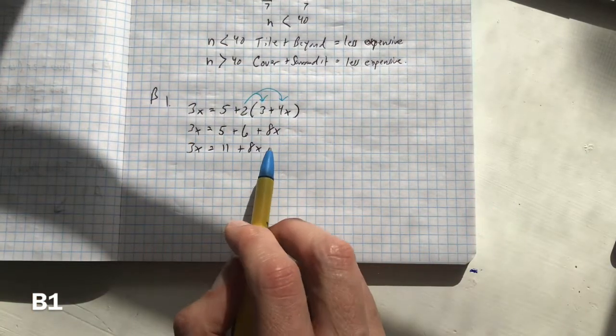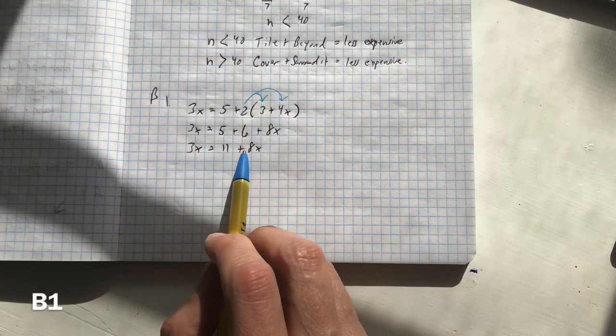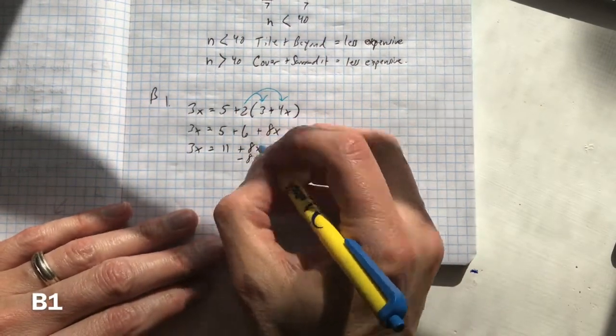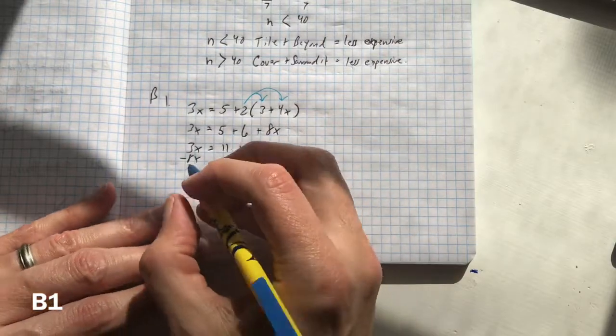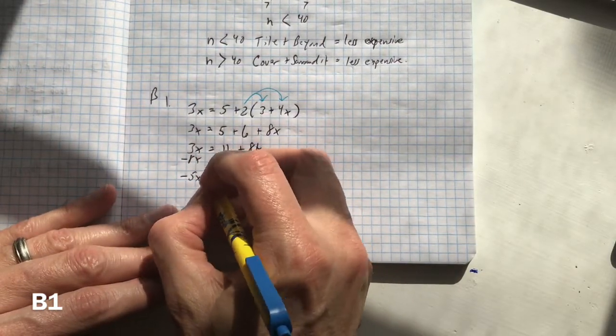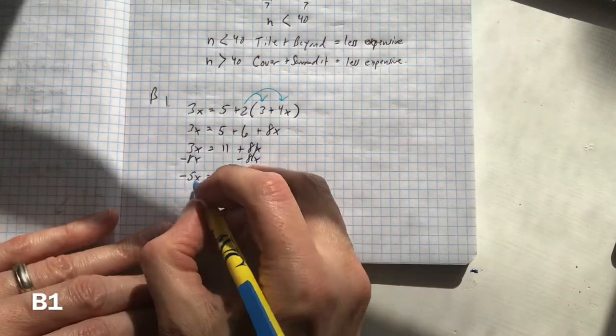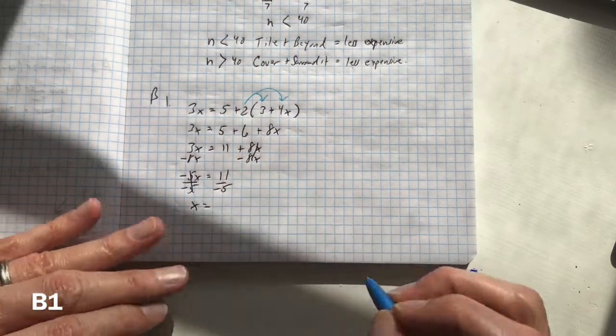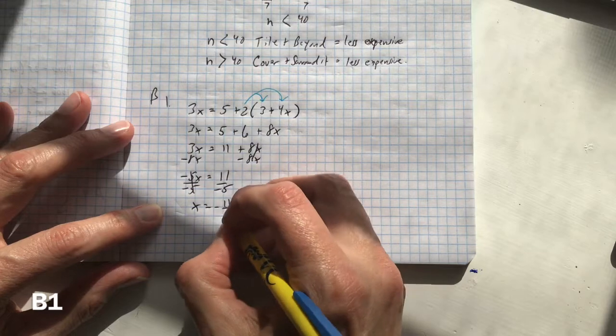Now I do have variables on both sides, but I already have one on this side, so it might be easier to move this instead of having to move the 11 over. So I'm just doing minus 8x here, minus 8x here. This cancels. I have negative 5x is equal to 11. Divide by negative 5, divide by negative 5. Turns out that we'll have x is equal to negative 11 over 5.